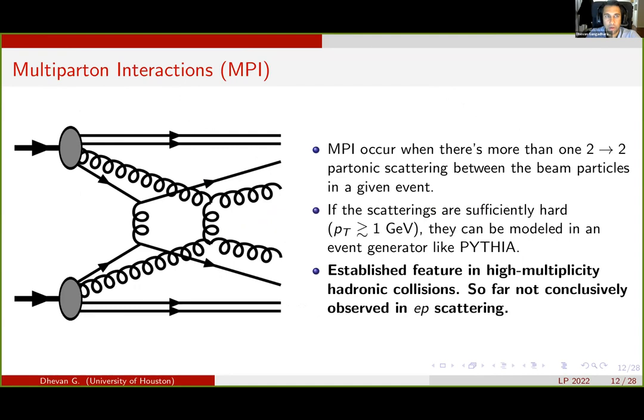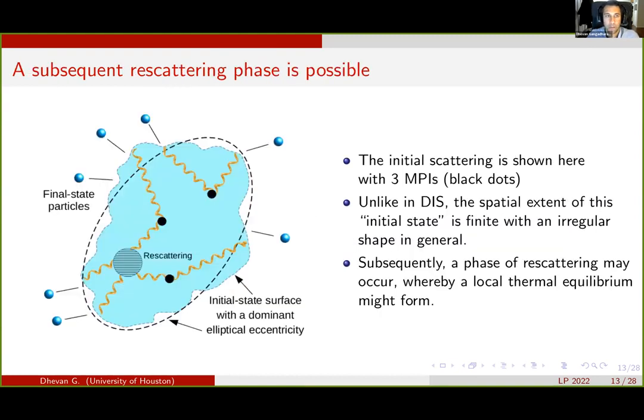Okay, and now the second part is about MPI. Again, that's cases where there's more than one 2-to-2 scattering per event. Here is one from a Pythia publication showing 2 scatters, quark and gluon. We assess this MPI using Pythia expectations. This is an established feature in high multiplicity hadronic collisions, but it has not been observed conclusively in EP scattering.